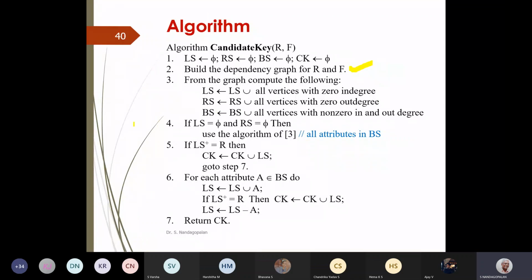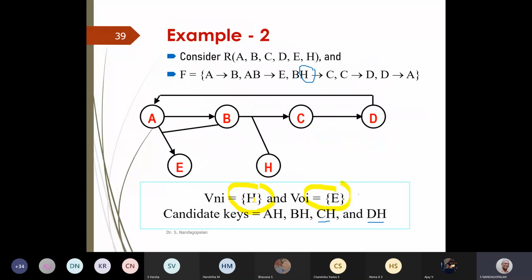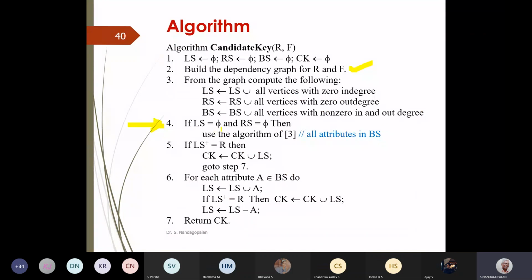Now step number 4 is peculiar. I'll show you an example for this. See, we had at least one attribute in the left hand side. Now assume that this is also not there. Attributes may appear only on the right or both the sides. See, this could be empty. So that's what it says. If left hand side and right hand side are also empty, that means all the attributes appear both left as well as right. Then that means all attributes are in the both sides set.